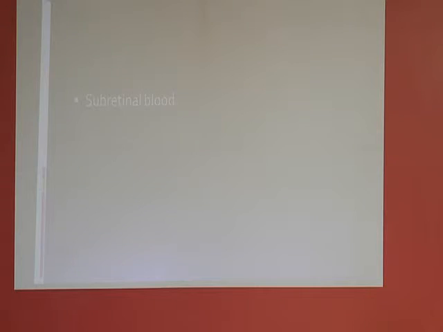Another very important consideration when you operate cases of trauma is the amount of subretinal blood that we have. You have to remember that it is imperative to clear all the subretinal blood, because subretinal blood is a stimulus for PVR, can cause retinopathy, and cause a lot of inflammation. And apart from that, there is just a lot of scarring.